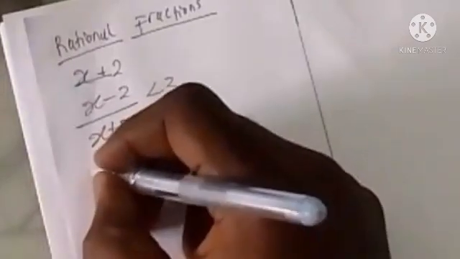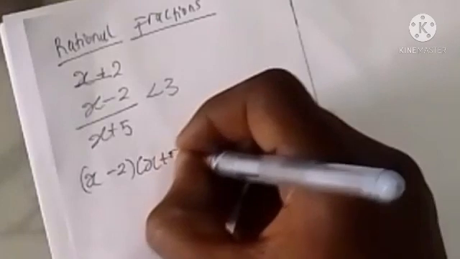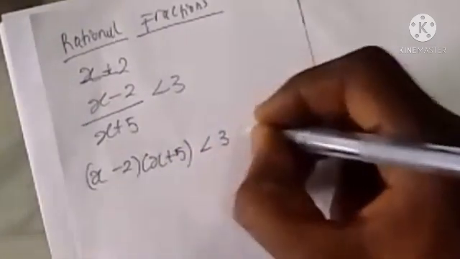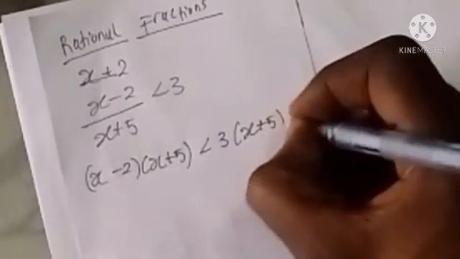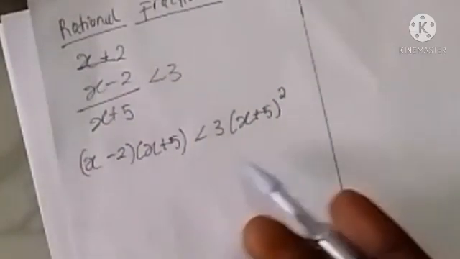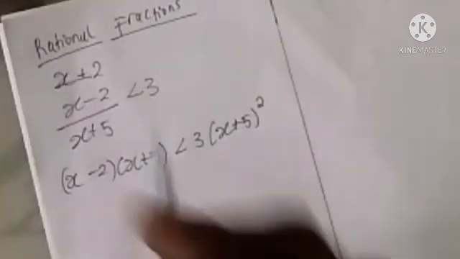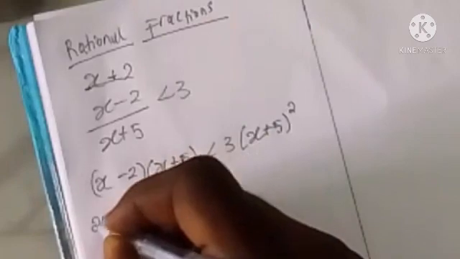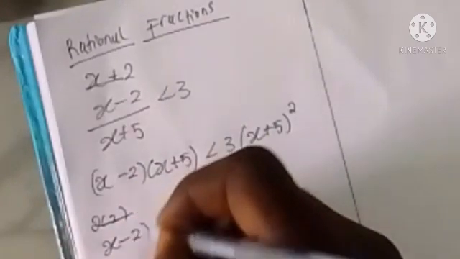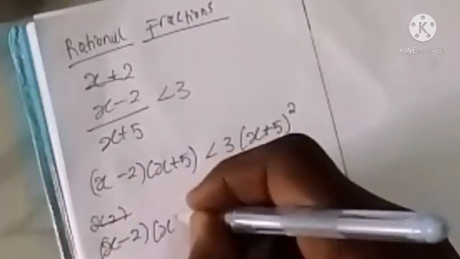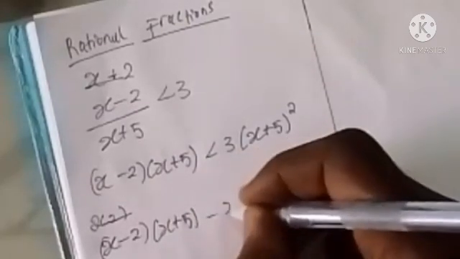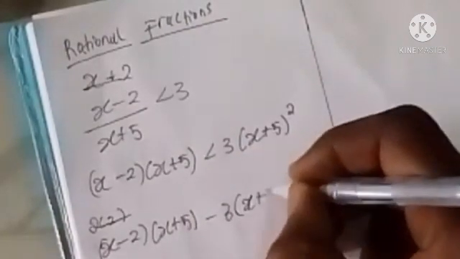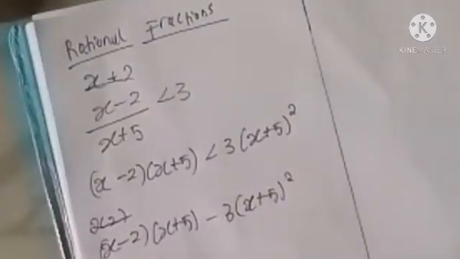So I'm going to have here (x minus 2) times (x plus 5) less than 3 into (x plus 5) all squared. Okay, so we'll take this guy here to the other side of the equation. We're going to have (x minus 2)(x plus 5) minus 3 into (x plus 5) all squared.